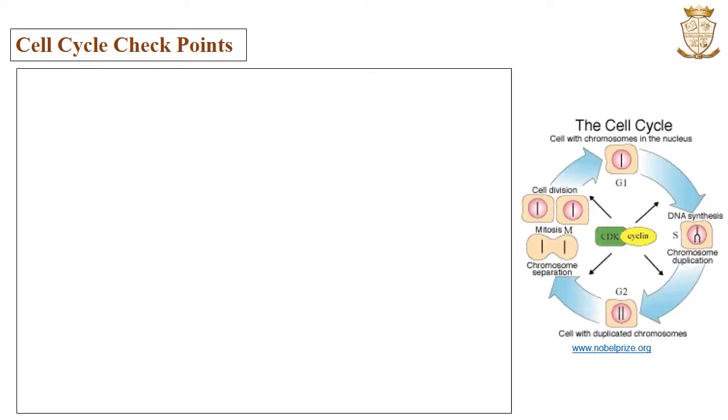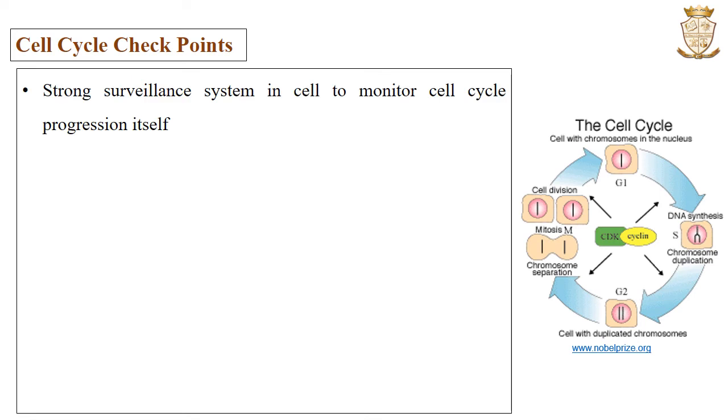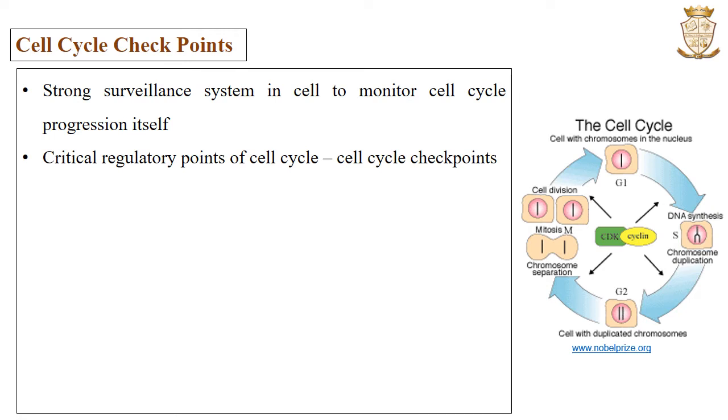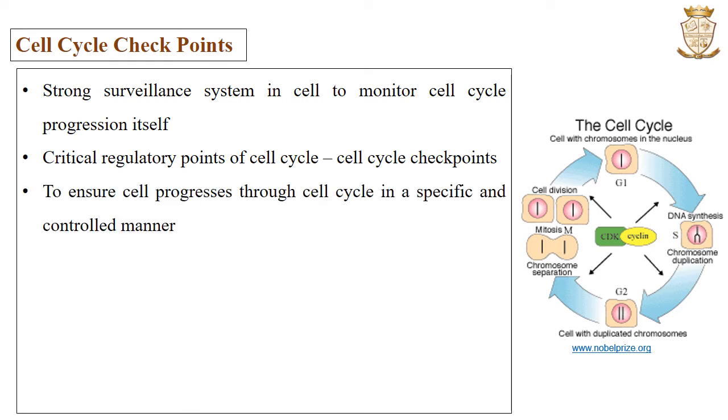So, coming to the cell cycle checkpoints. What are the cell cycle checkpoints? A strong surveillance system is there in a cell to monitor the cell cycle progression itself. These are the critical regulatory points of the cell cycle, and they are termed the cell cycle checkpoints. The cell progresses through the various phases of the cell cycle in a specific and controlled manner with checkpoints.